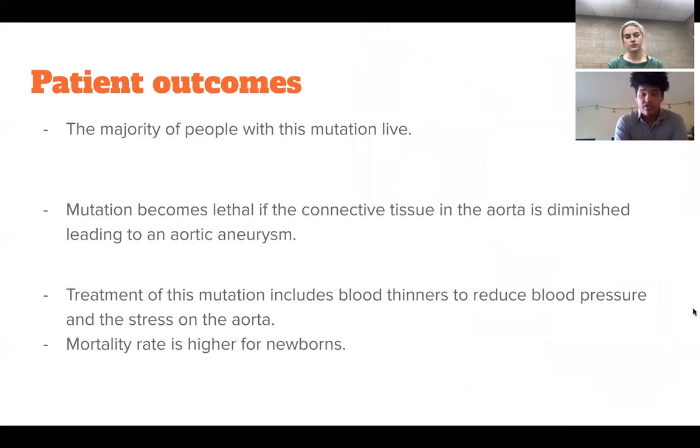So, patient outcomes. A majority of the people with this mutation live. The mutation becomes lethal if the connective tissue in the aorta is diminished, leading to an aortic aneurysm, and that's due to the weakened connective tissues that we talked about earlier. The treatment of this mutation includes blood thinners to reduce blood pressure and also reduce the stress on the aorta. And the mortality rate, however, is higher with newborns.